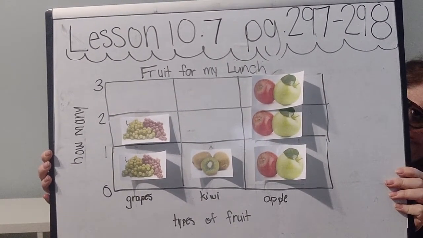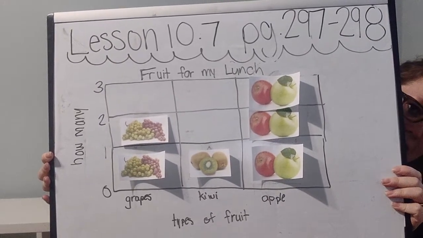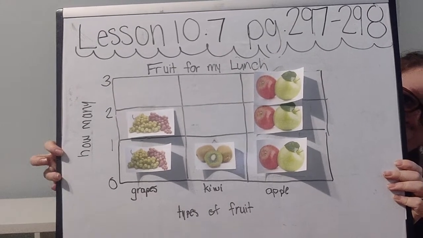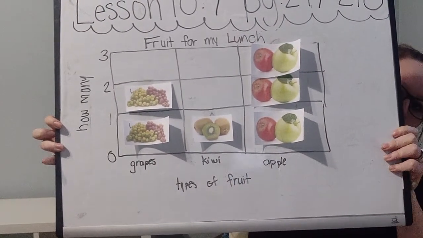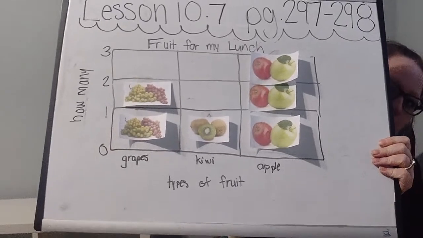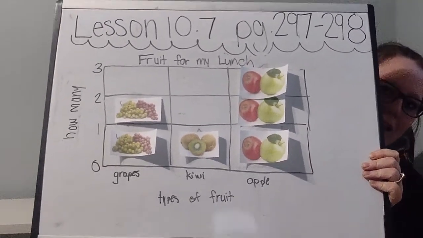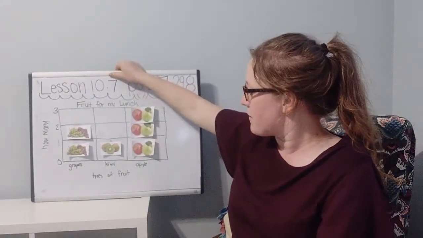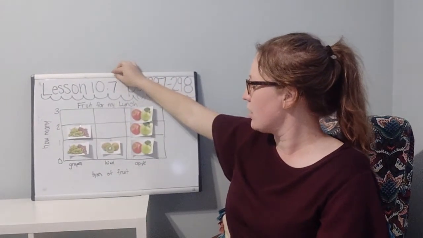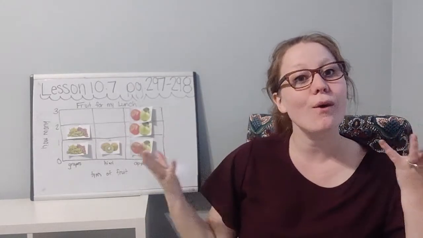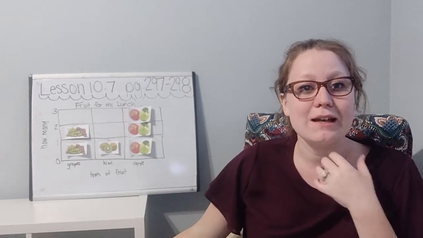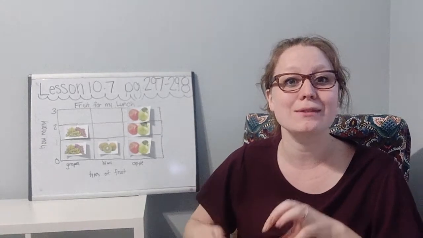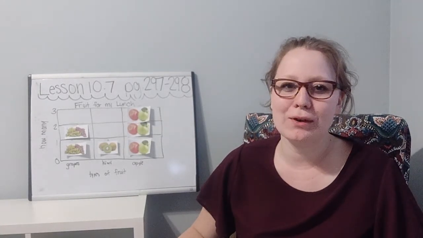Title should always be on the top. And the labels are on the side and on the bottom. So I hope that you can find the title and labels. My title is Fruit for My Lunch. So this information in my graph today is going to tell us about some fruit that I could put in my lunch.